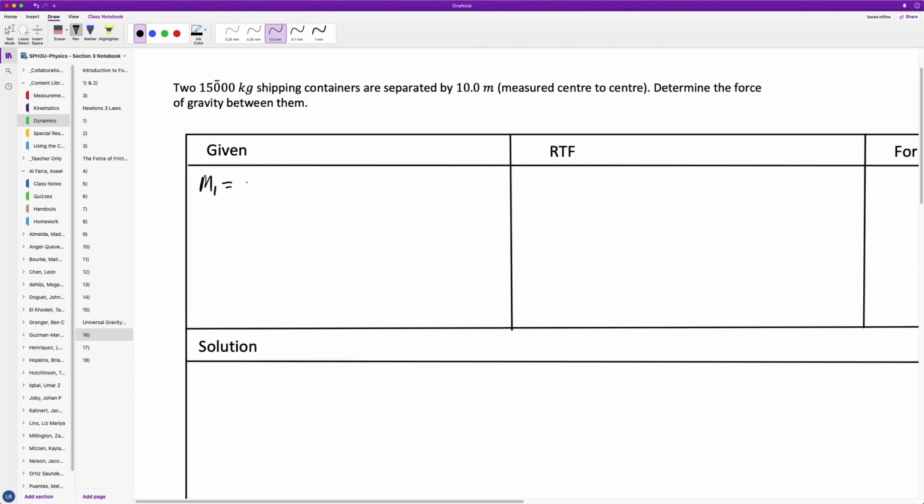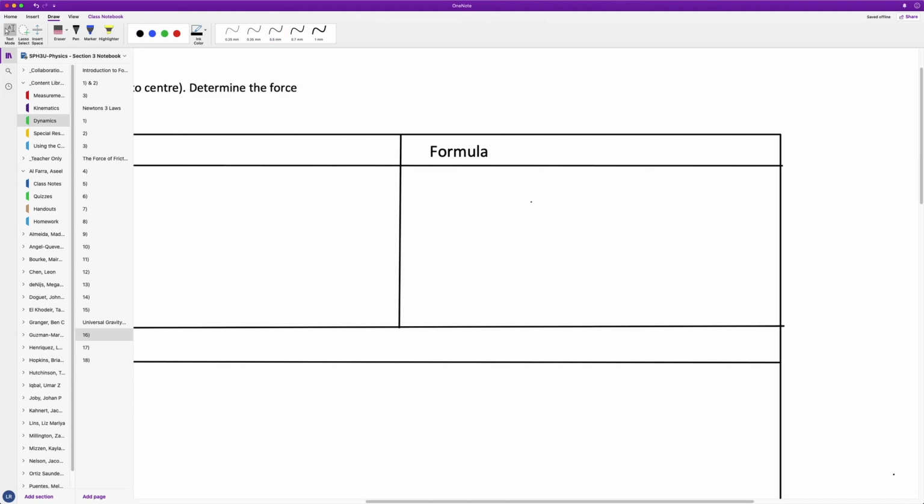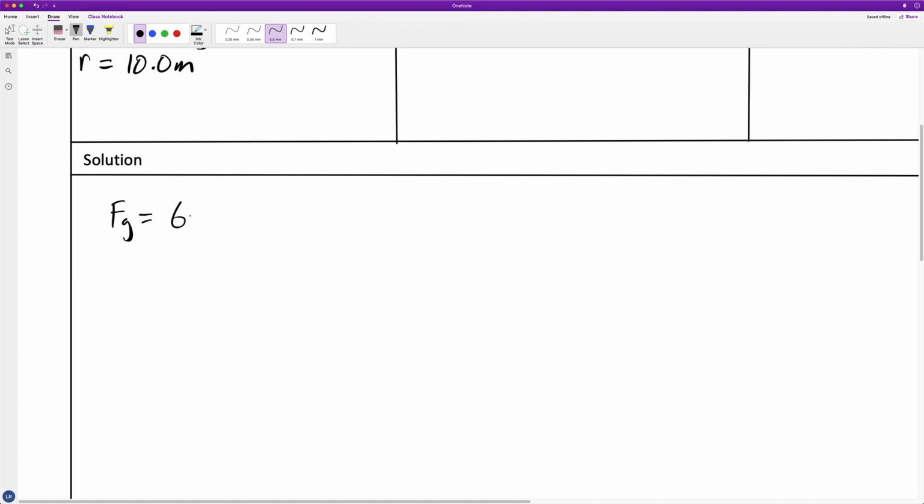So the first object has a mass of 15,000 kilograms, and same with the second. The separation distance between them is 10.0 meters. Notice the question is implying three significant figures. So we're looking for the force of gravity acting between the two objects. And since we're dealing with universal gravity, Fg is equal to G m1 m2 over r squared. So again, starting with the equation and substituting our values in.